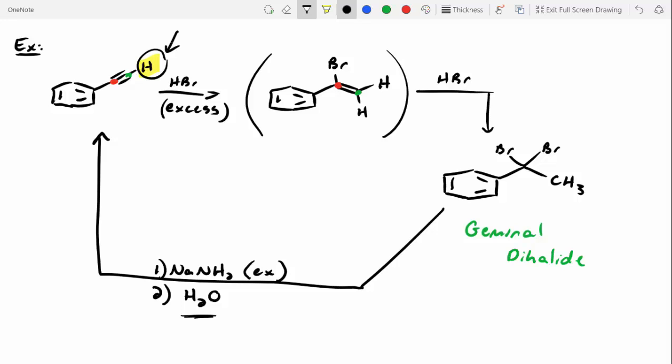Okay, so kind of like we deprotonate it, but we add water to get it back to the product. Exactly. Yeah, we add water in to reprotonate our terminal alkyne.